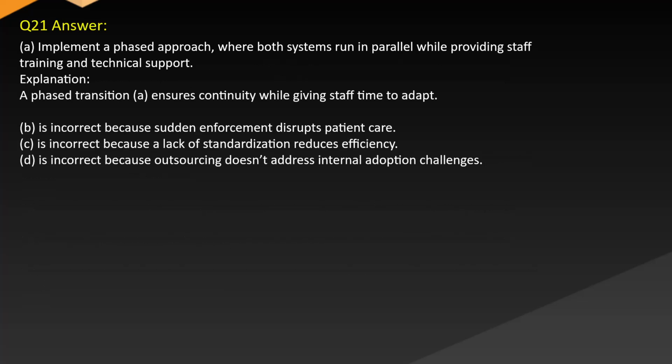Answer: A. Implement a phased approach where both systems run in parallel while providing staff training and technical support. Explanation: a phased transition ensures continuity while giving staff time to adapt. B is incorrect because sudden enforcement disrupts patient care. C is incorrect because a lack of standardization reduces efficiency. D is incorrect because outsourcing doesn't address internal adoption challenges.